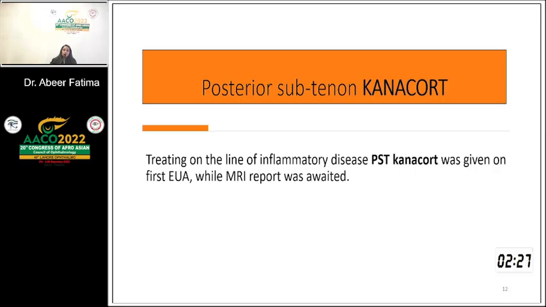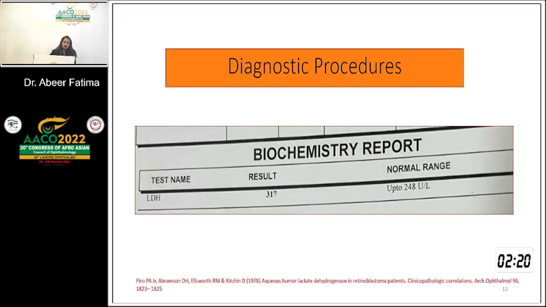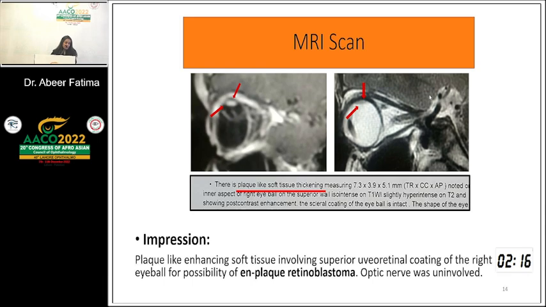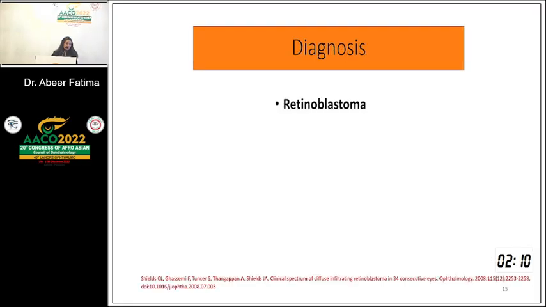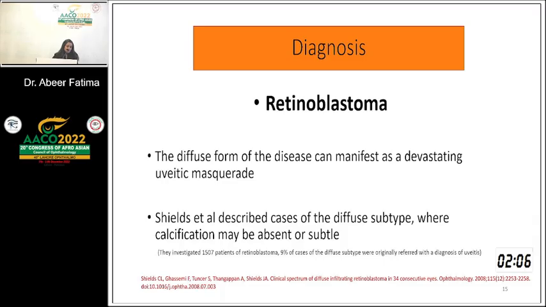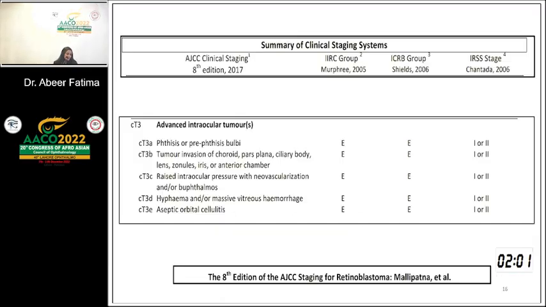Meanwhile, treating on the line of the inflammatory disease, PST Kenacort was given on first EUA, and aqueous tap was sent for the LDH level that came out to be raised. MRI was done that showed the impression of en-plaque retinoblastoma with uninvolved optic nerve. So the definitive diagnosis of retinoblastoma of diffuse subtype was made that manifested as devastating uveitic masquerade.